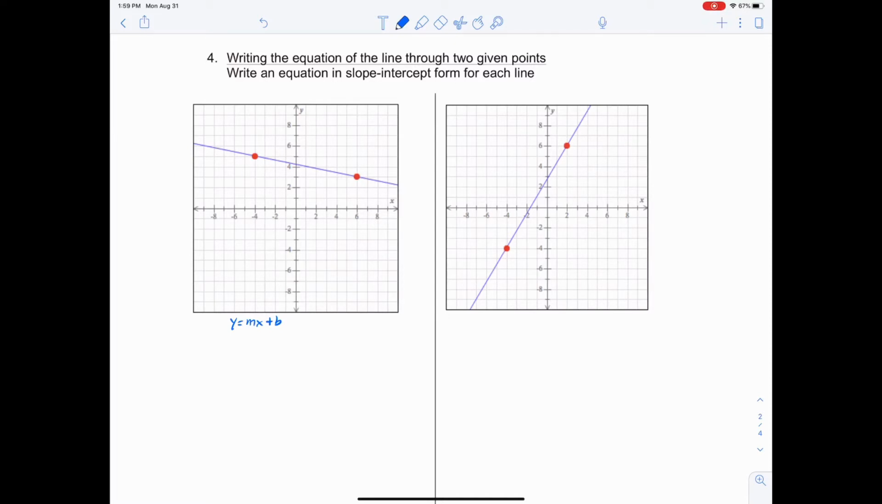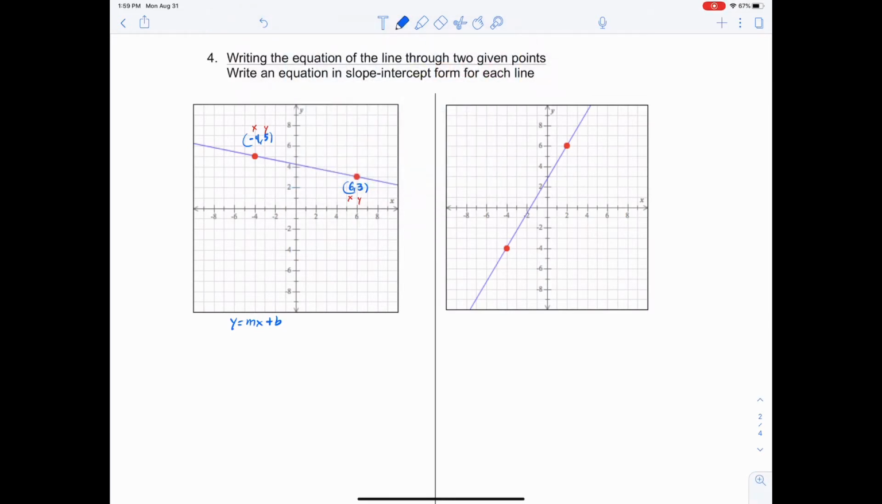Well, what I like to do is plot the points. The points are already plotted, but let's go ahead and write what the x and y are. 6, 3. This one looks like it's negative 4, 5, I believe. Negative 4, 5. I'm going to write it above it. And again, that is our x, y, and then x, y, in case you were curious.